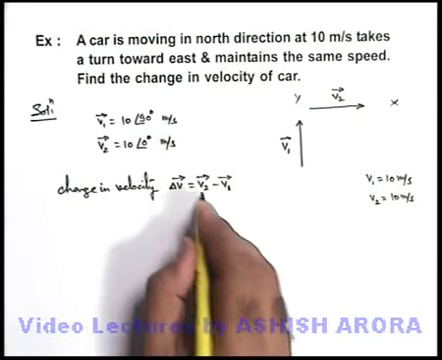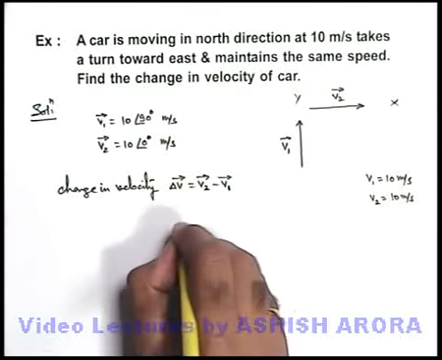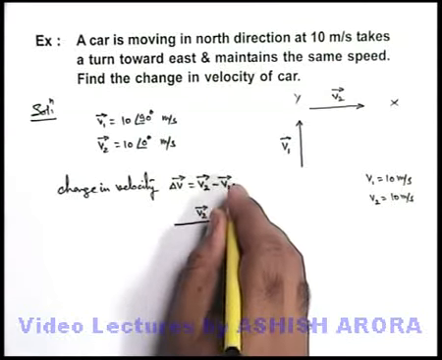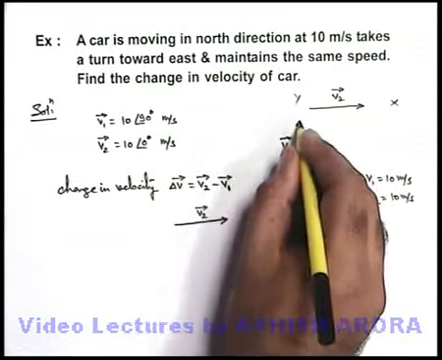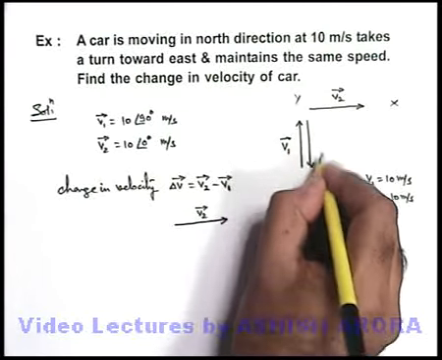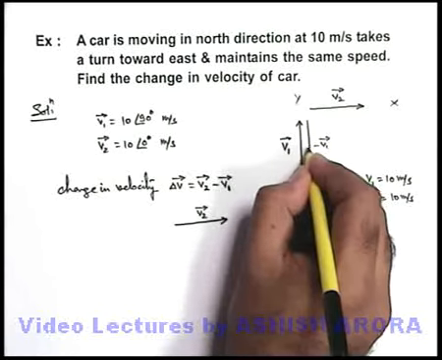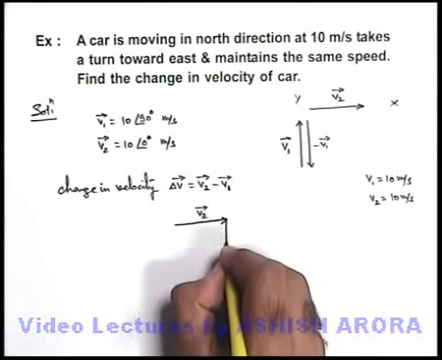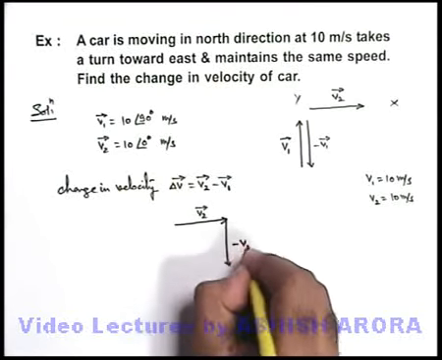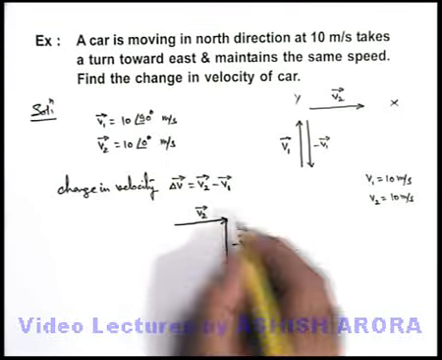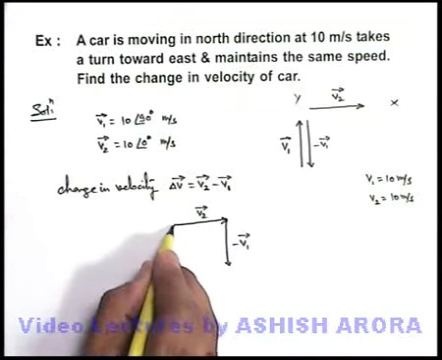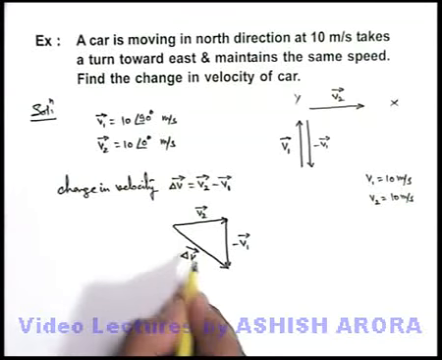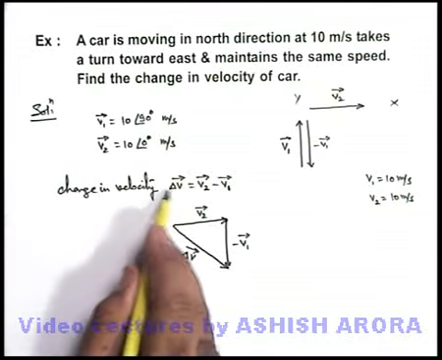If we just draw the vector triangle, this final velocity V2 is in this direction. Minus V1 is the direction which is opposite to this V1. This is the vector which is minus V1 vector, having the same magnitude but opposite in direction. So we just add the minus V1 vector to this V2 vector. From the starting of the first vector to the end of this vector, this will be the vector which represents the change in velocity.